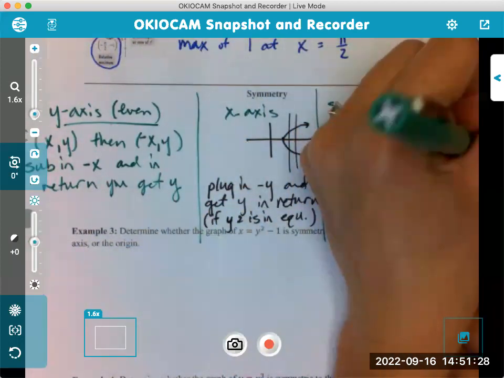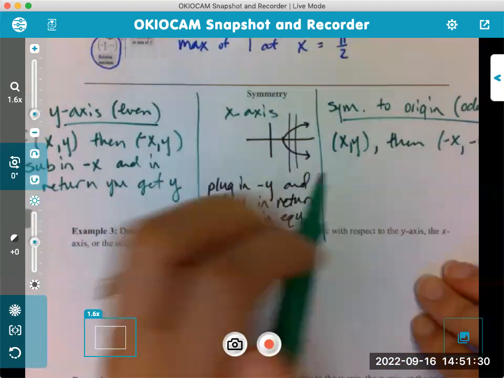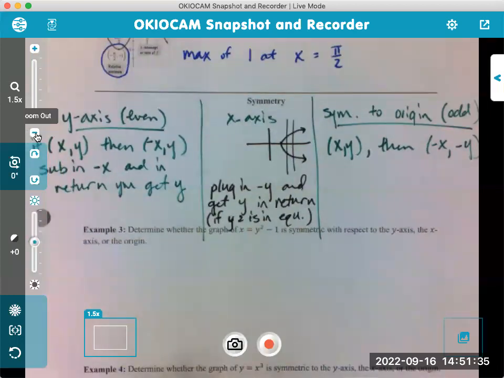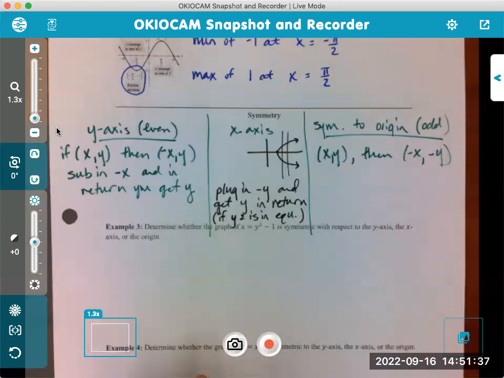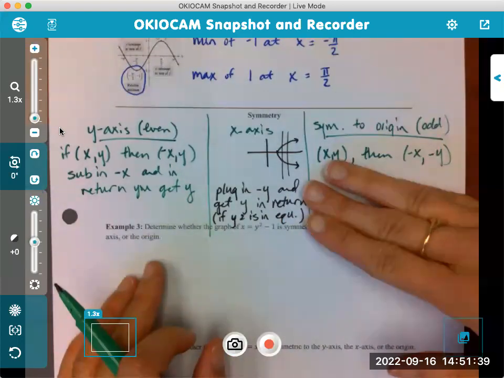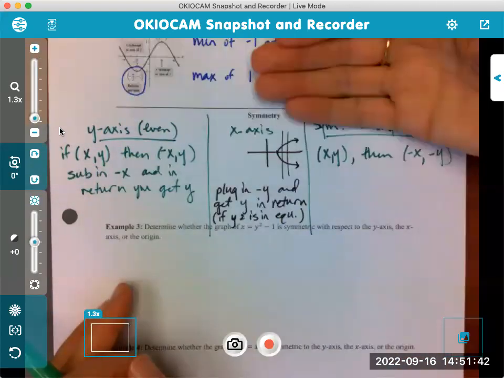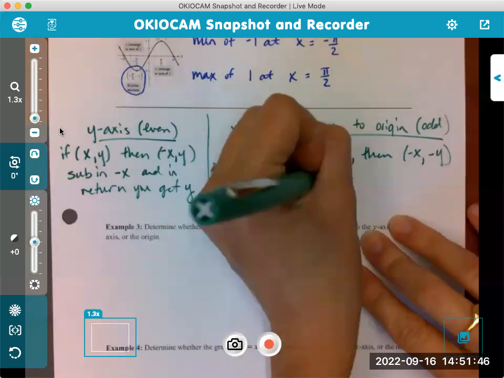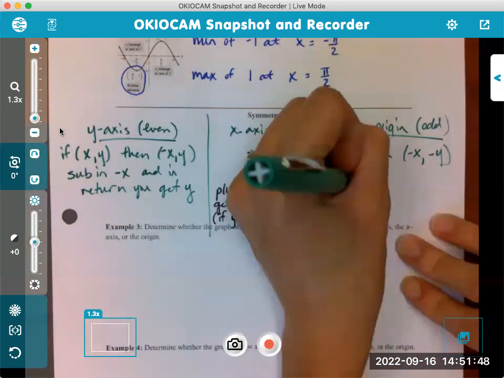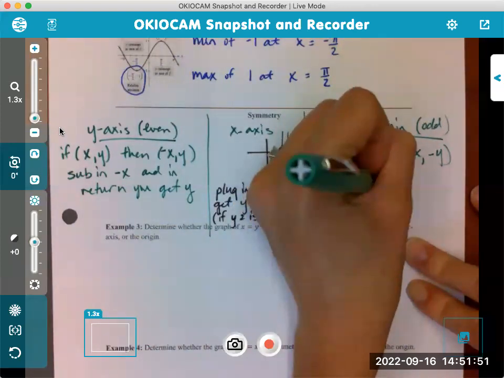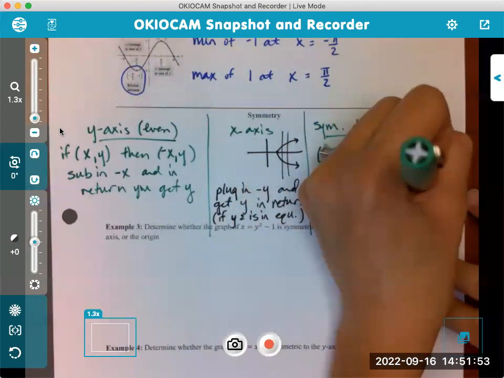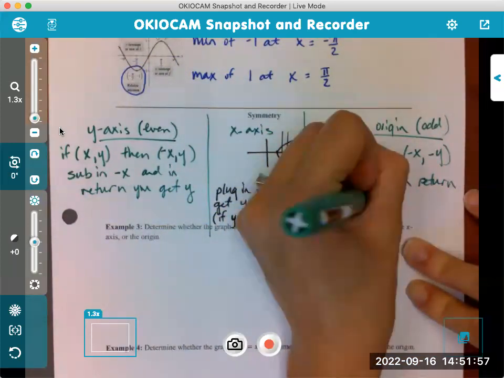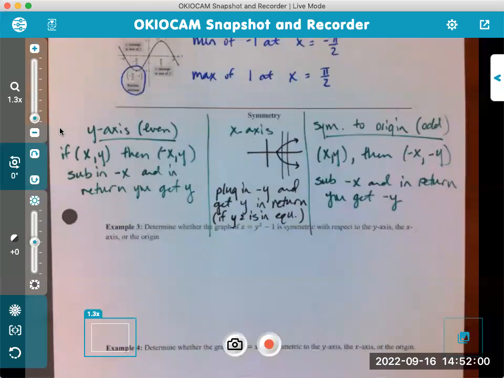For the origin, very similar, except if you have (x, y) on its graph, then the graph will have (negative x, negative y), right? Oops, sorry, you can't see, let me zoom out. Because of that double flip that I talked about, that twofold symmetry, right? You've got to fold down and fold over, so your x's have to negate and then your y's have to negate. So how to algebraically solve it is you sub in negative x again, but here in return, you get negative y, okay?